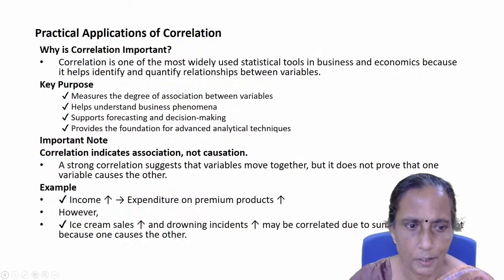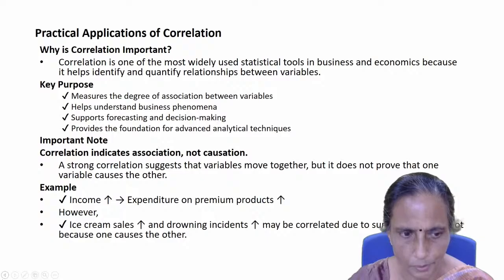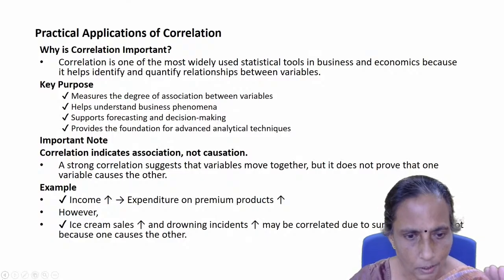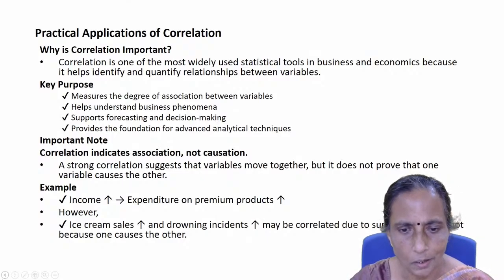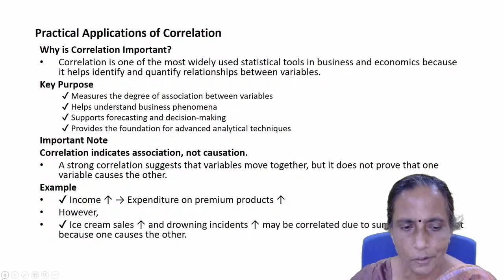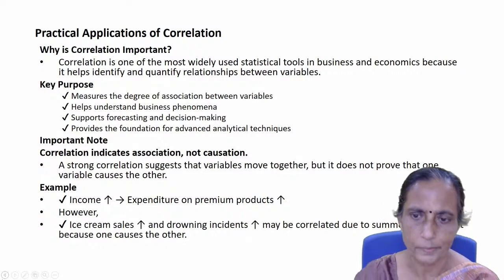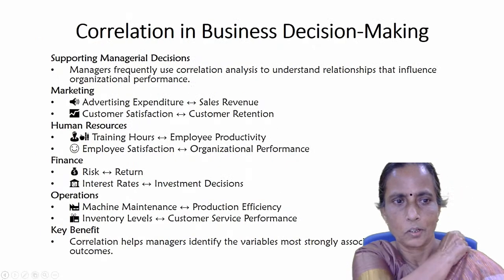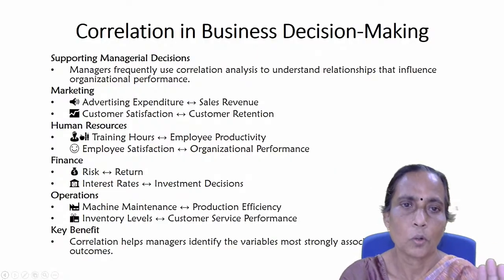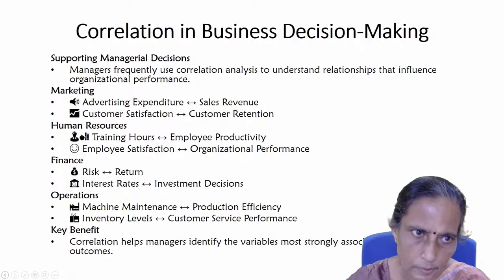That is, if income is increasing, expenditure on premium products is also increasing. However, if ice cream sales increase and drowning incidents increase, they may be correlated due to some other factor, not because one causes the other. Okay? So it is not a cause and effect. So correlation in business decision making supports managerial decisions.